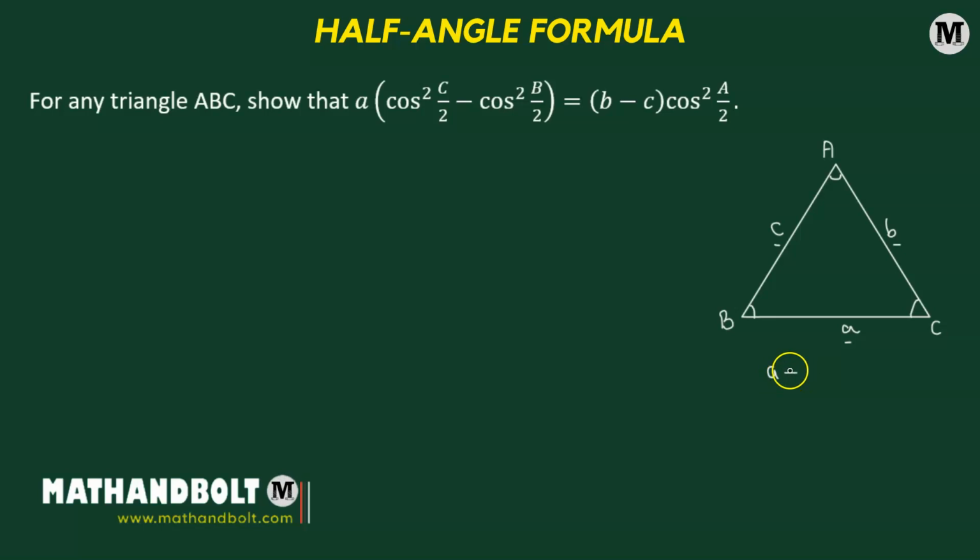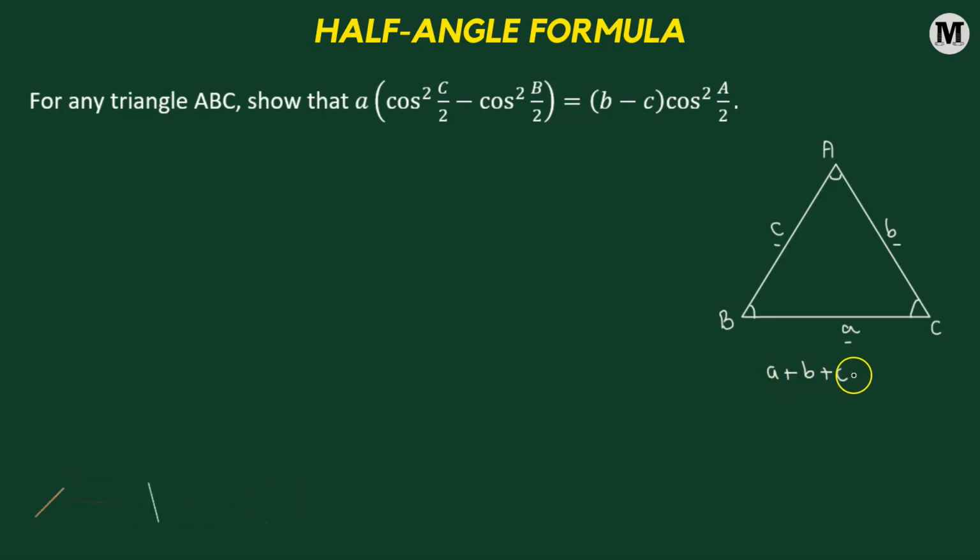If we now take the sum of the three sides, that's going to give us the perimeter of the triangle. And if we divide it by 2, that's going to give us the semi-perimeter, which is denoted by the letter s in lowercase. So we'll start the problem from the left hand side. On the left hand side, we have a multiplied to cosine squared C over 2 minus cosine squared B over 2. Now this is the standard half angle formula for cosine C over 2 and cosine B over 2.